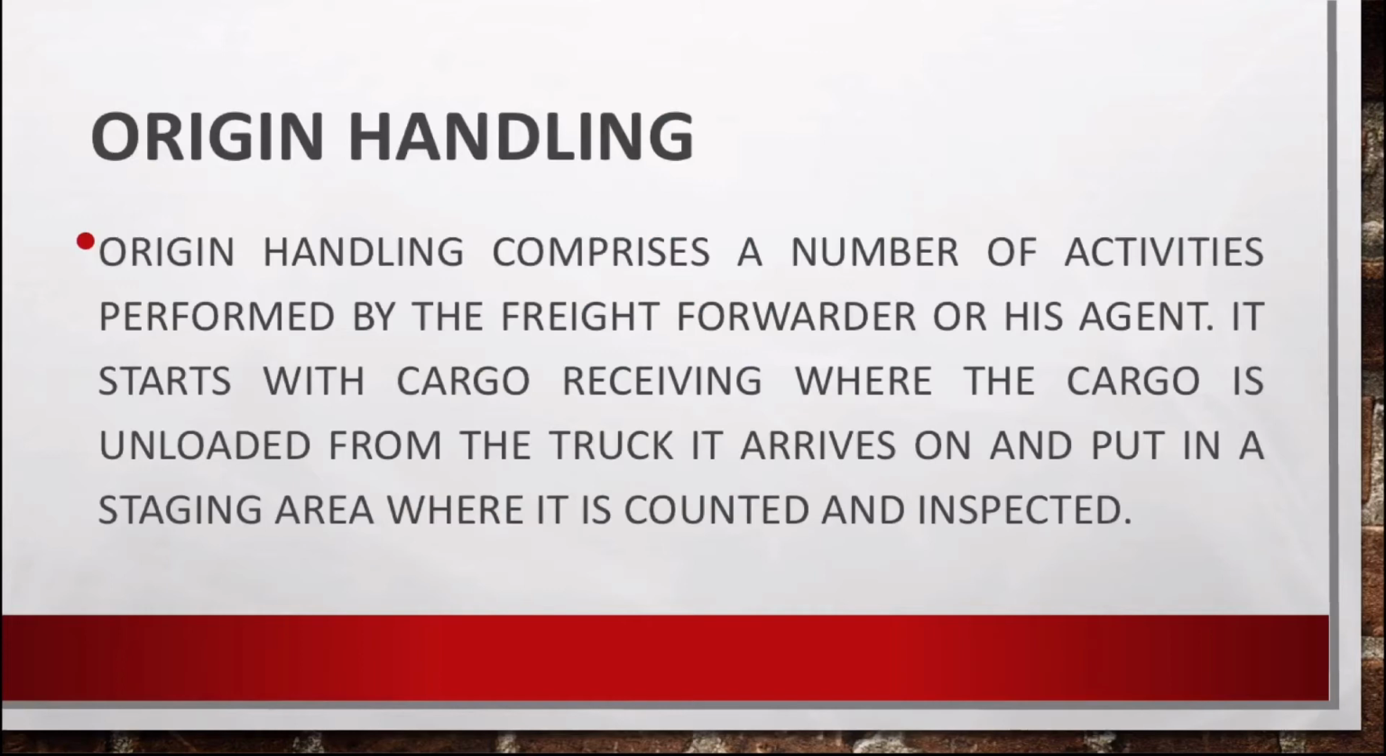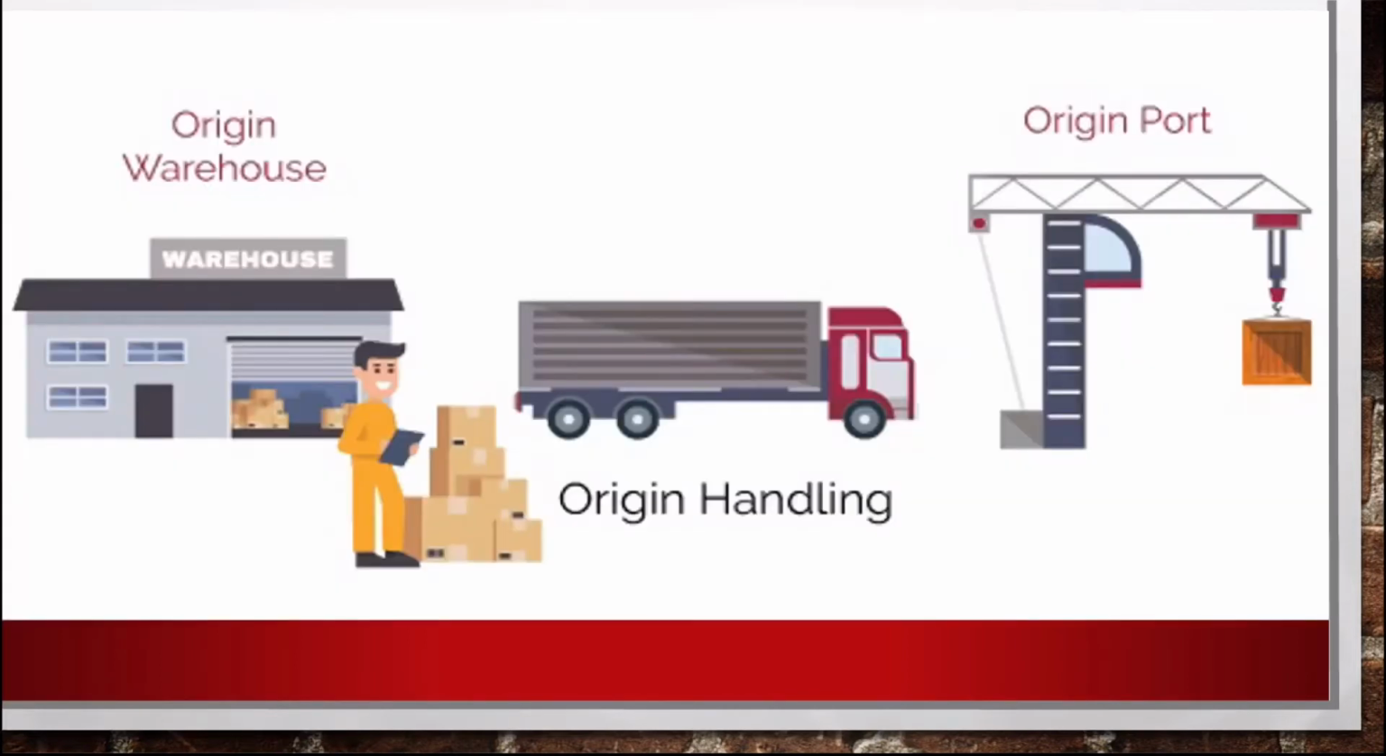Origin handling. Origin handling comprises a number of activities performed by a freight forwarder or his agent. It starts with cargo receiving, where the cargo is unloaded from the truck it arrives on and put in a staging area where it is counted and inspected.